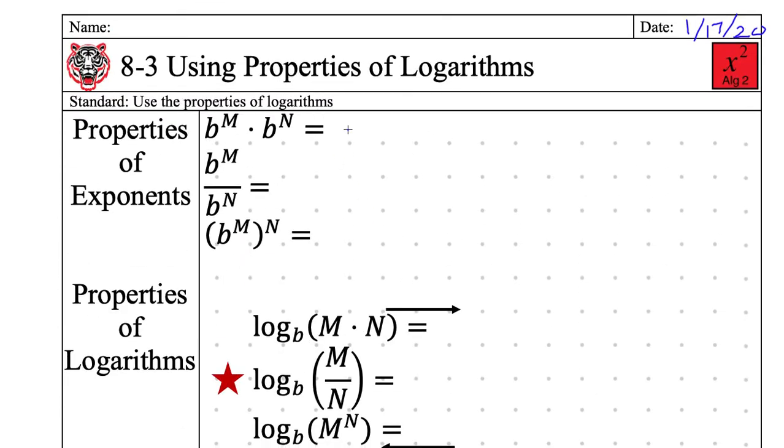So here are our properties. When I have rules of exponents, I'm going to turn them into properties of logarithms, because again, they're just inverses of each other. Is there a quiet raised hand that can tell me what b to the power of m times b to the power of n is? Beverly. B to the m plus n. There it is. M plus n. Everyone write it down.